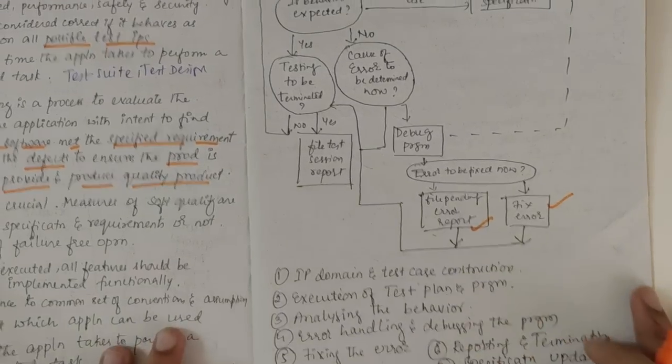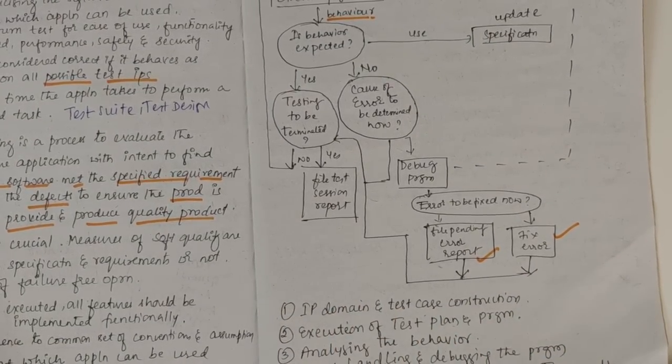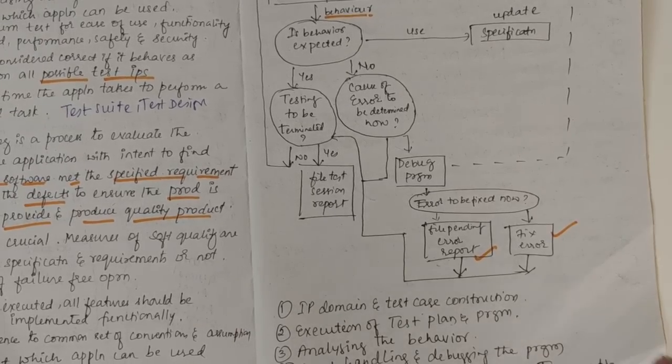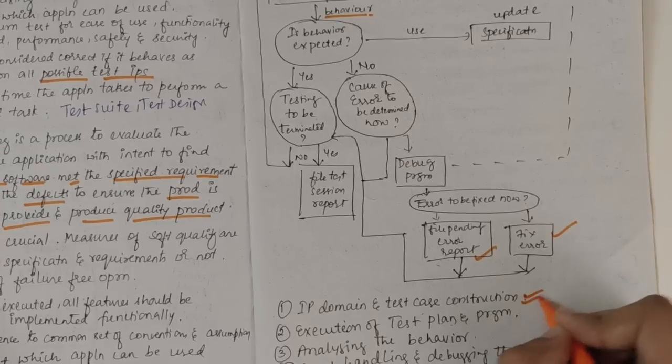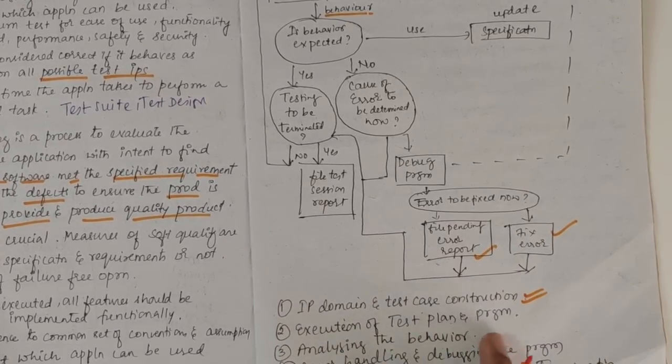So looking at the points, what to write. So firstly, we have the input domain and the test case construction. So from the input domain, we are taking a certain set of inputs and considering them as the input data. And from that input data, we'll be generating the test case, obeying the test plan. Then further, we'll move on to the execution of test plan and program.